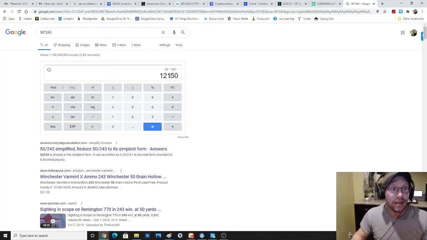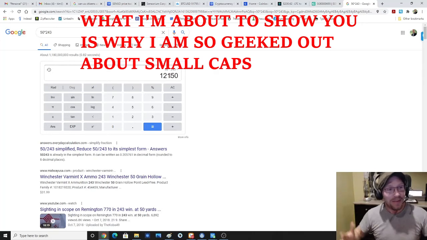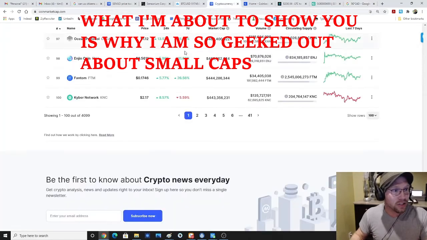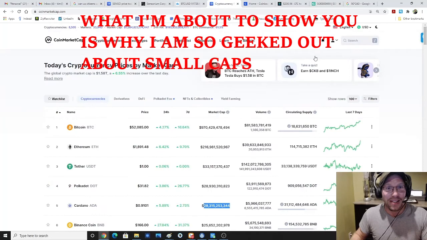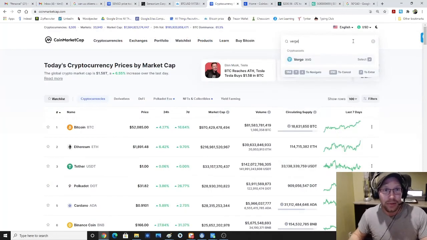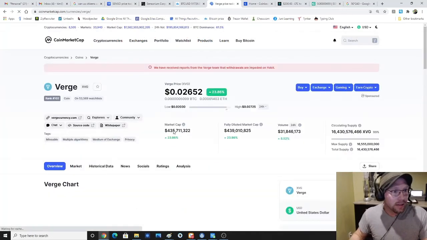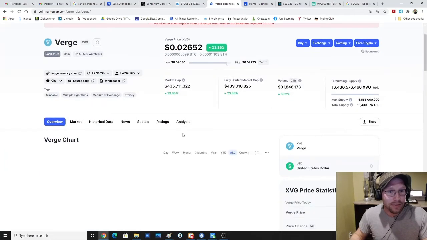Hell yes. This is why small caps are so, that's why I keep talking about them. You can literally turn $50 into 10 grand in the matter of weeks. And I'll actually just show you. What Verge did last time is insane and it already saw its moon, so it's not going to happen again. It's at a $500 million value, and it's worthless.